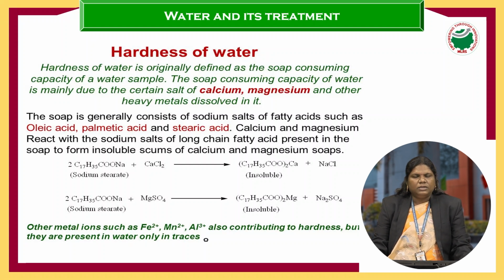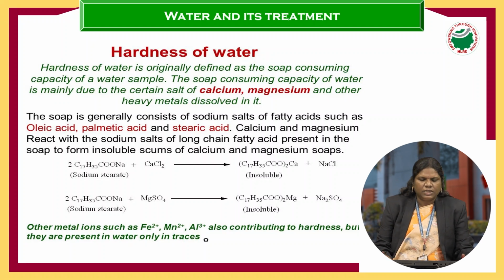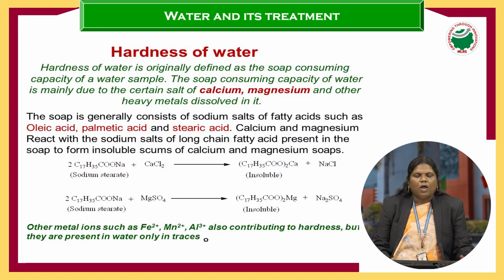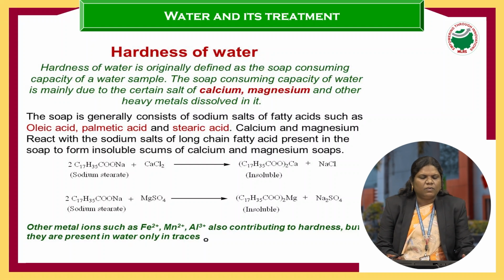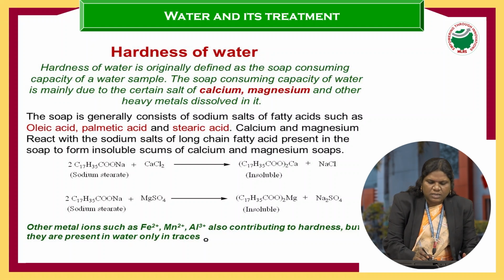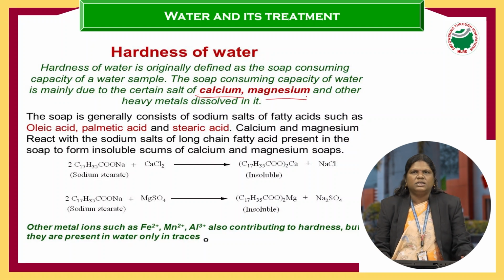Now coming to the topic, hardness of water. What is hardness of water? Why do we have to test whether the water is hard or soft? If a water is not a hard water, then we can say it is a soft water. But why does hardness come to the water, and what are the important factors which give hardness to water? We will see briefly in this topic. Hardness of water is originally defined as the soap consuming capacity of a water sample. The soap consuming capacity of water is due to the presence of certain salts of calcium and magnesium and other heavy metals dissolved in it.